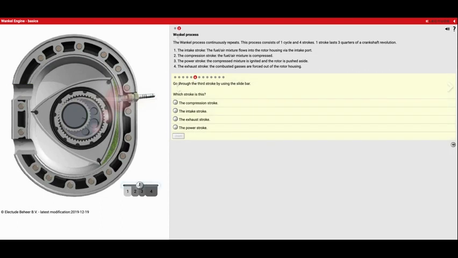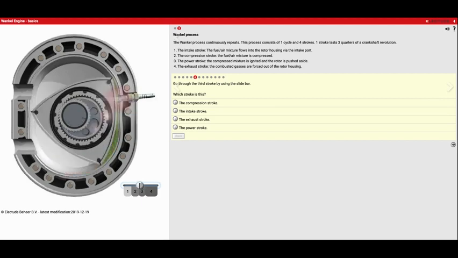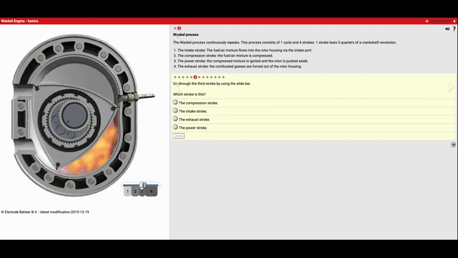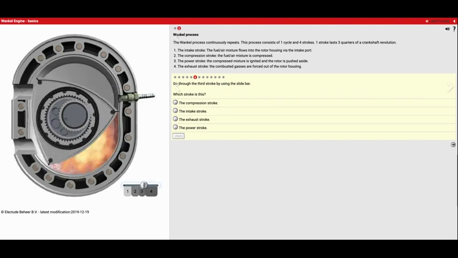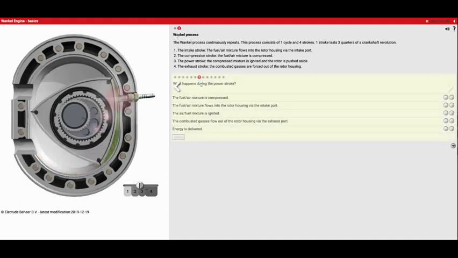We're going to go through the third stroke here. Slide the bar through the third stroke. And now we're seeing that spark plug ignited it. And now we've got a flame traveling through here, creating all of our power. So this is going to be our power stroke. We'll go to number 7.